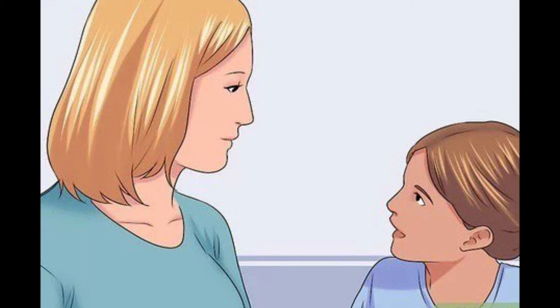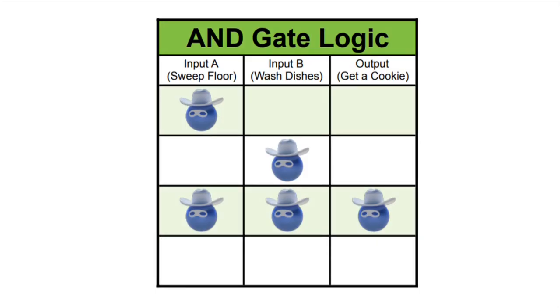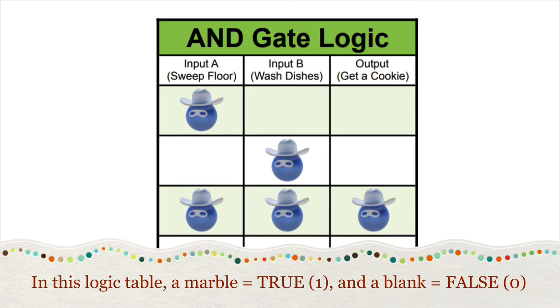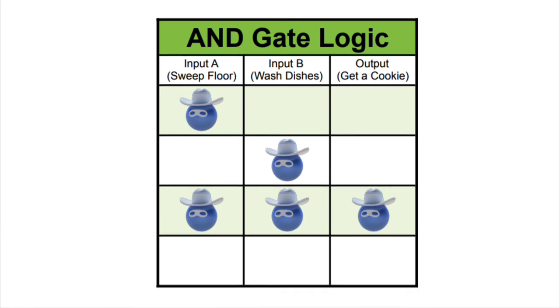Does this mean you can have a cookie if you sweep the floor? No, that is false. Does it mean you can have a cookie if you wash the dishes? No, that is false. Does it mean you can have a cookie if you sweep and wash the dishes? Yes, that is true. Does it mean you can have a cookie if you neither sweep nor wash dishes? No, that is false. And so we can make a logic table for the AND gate based on the logic of the word AND. The output is only one if both of the inputs are one.